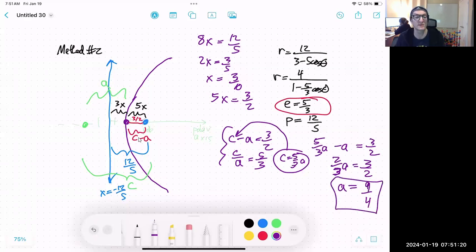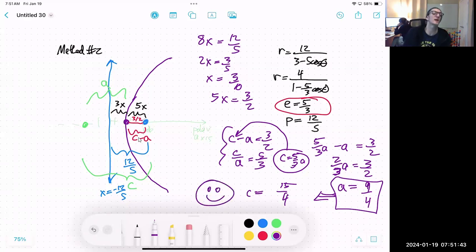So, all right, this was some amount of work, but it was much, much easier, I think, than what we did in method one. And of course, once you find that A is 9/4, then you go on to find that C is 15/4. And once you know that C is 15/4 and A is 9/4, then you know where the center is, and then you just have the equation just like we did before. And you can find B and everything. Okay, that was method two. Still a lot of thinking and geometry going on.